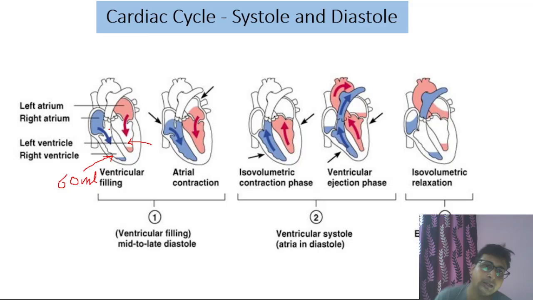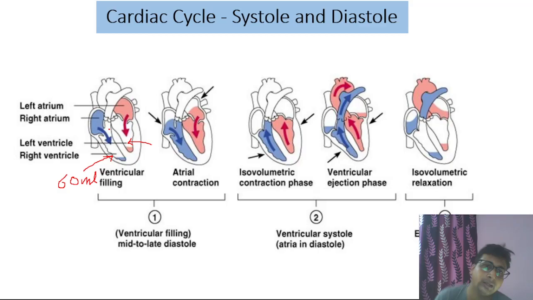Then we have something called atrial systole. There is contraction of the atria, and due to this contraction the blood flows forcefully into the ventricles. The amount of blood that enters the ventricle is faster compared to the previous filling, that is passive filling. So it is called active ventricular filling. Thus the ventricle is filled.